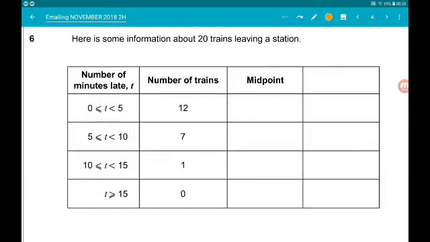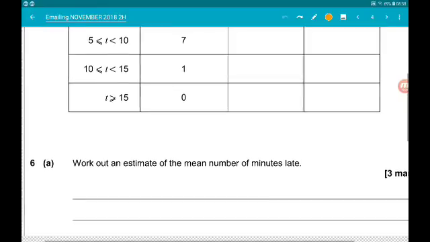Okay, question 6. We have frequency tables, so I'll put my stuff down below. The table shows information about 20 trains leaving a station. We have the number of minutes late, T, and the number of trains. We have two empty columns. Part A asks us to work out an estimate of the mean number of minutes late.